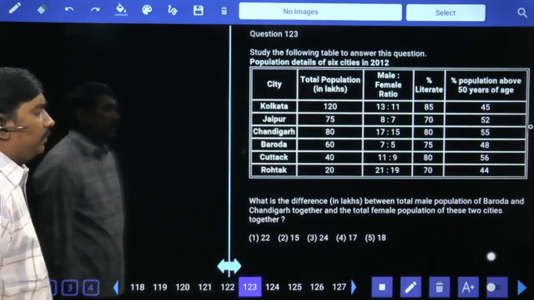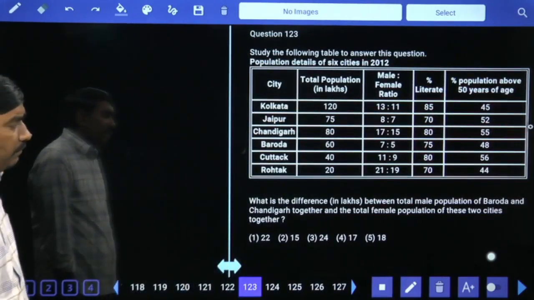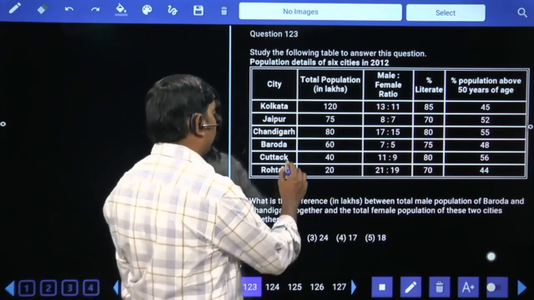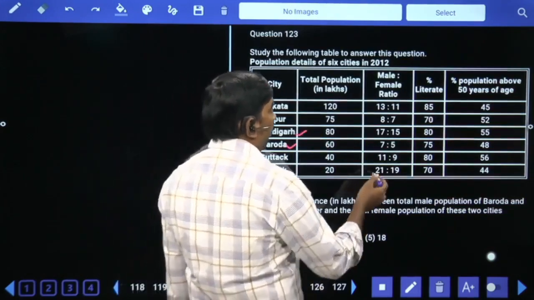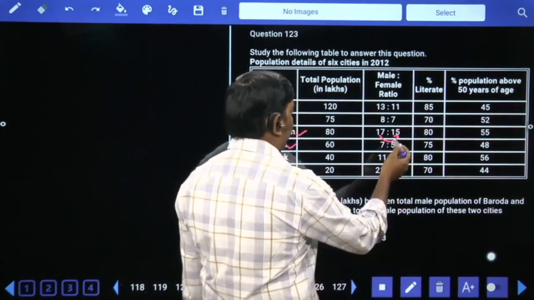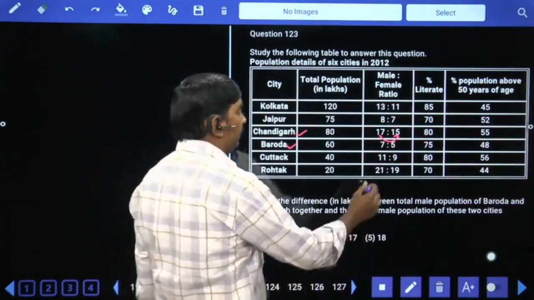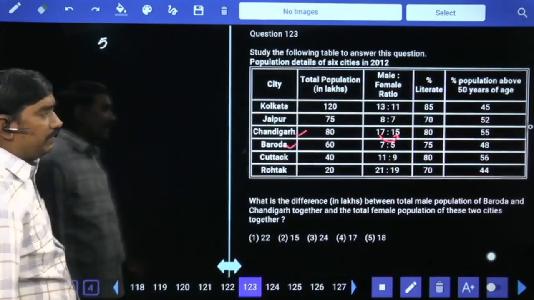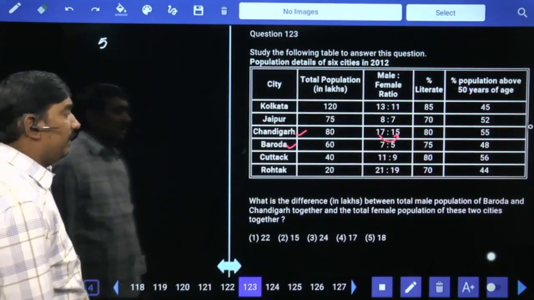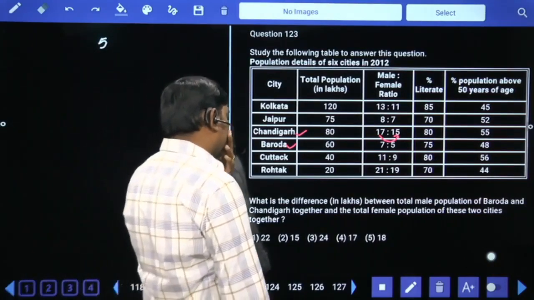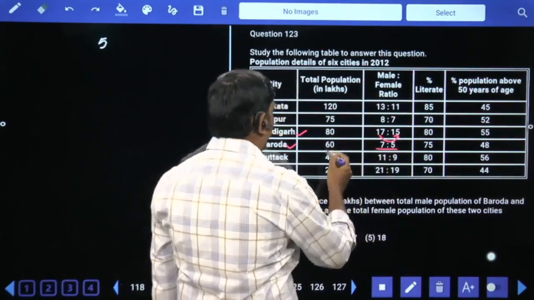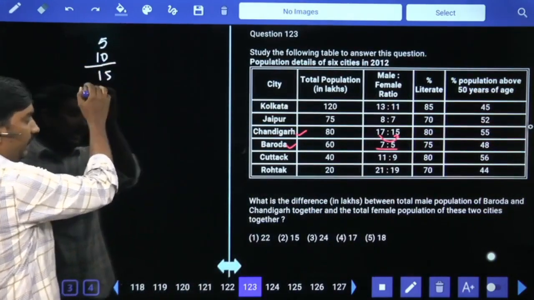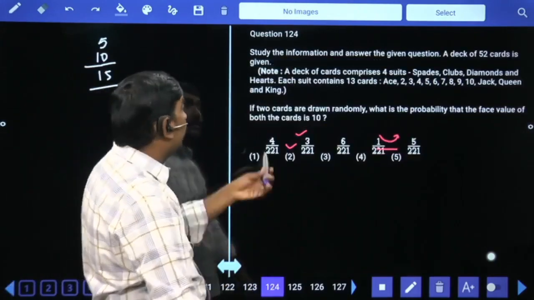Difference between the total male population of Baroda and Chandigarh together and the female population of these two together. Male and female difference in Baroda and Chandigarh. Chandigarh: 17 plus 15, 32 parts value 80. Difference is 2 parts, value 5 lakhs. Next, Baroda: 7 plus 5, 12 parts value 60. Then difference 2 parts value 10 lakhs. Entire difference is 15 lakhs. Next.